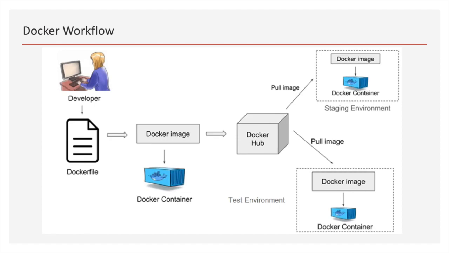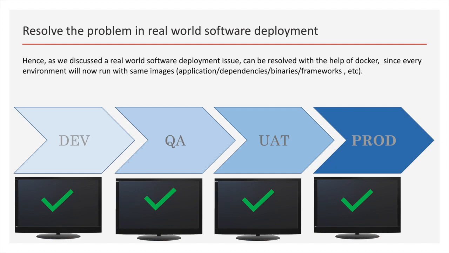Now, since we can pull the same image on different environments to run an application using Docker containers, with this we can assure that the same artifacts or the same frameworks are deployed on every environment, whether it's QA, UAT or production, and our application will behave the same in each of them. Hence, as we discussed, a real-world software deployment issue can be resolved with the help of Docker, since now every environment will have the same images.